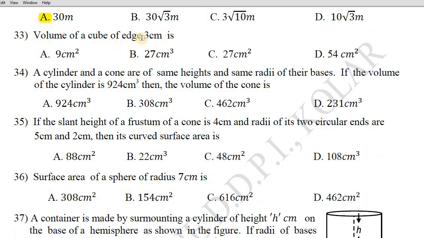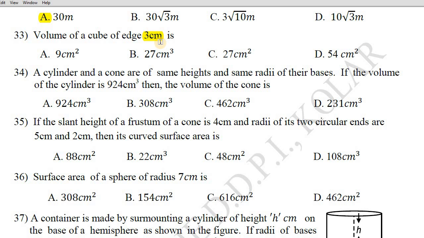The volume of a cube of edge 3 centimeter is. So we need to find the volume of the cube. The edge measurement is given, that is 3 centimeter. What is the formula for the volume of a cube, children? That is A cube. If the side is A, it is A cube. If the side is L, it is L cube. You can take any variable. So we want to find 3 cube, and 3 cube means 27.